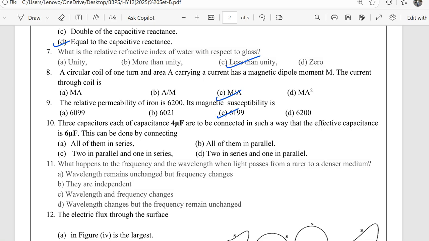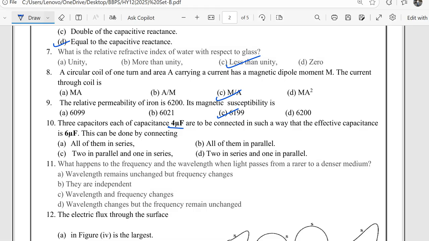Now the 10th is a little different. Three capacitors each of capacitance 4 are to be connected in such a way that the effective capacitance is 6. So what we will do, two should be in series. So 4 and 4 will become 2, and then one in parallel. So 2 plus 4 is 6. So two in series, one in parallel. Option D.